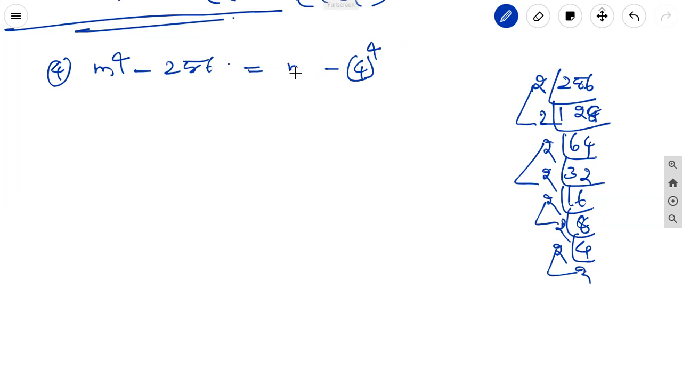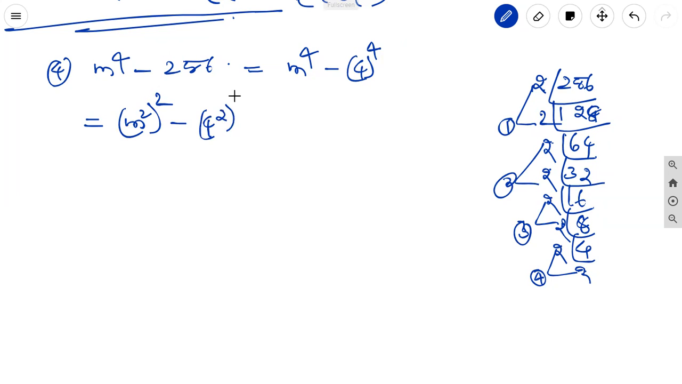m to the power of 4 minus 4 to the power of 4. It is the first 2 to the 4, second, 3, and 4. So it can be written as (m square) whole square minus (4 square) whole square. Okay, 4 can be written as 2 to the 4. We know that (a power m) whole power n equals a power mn.